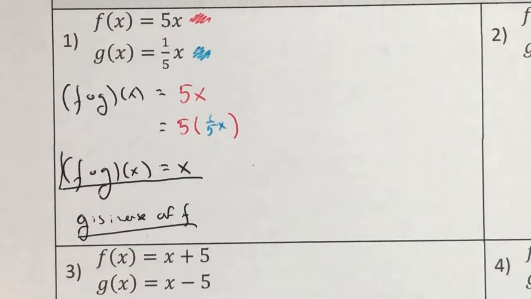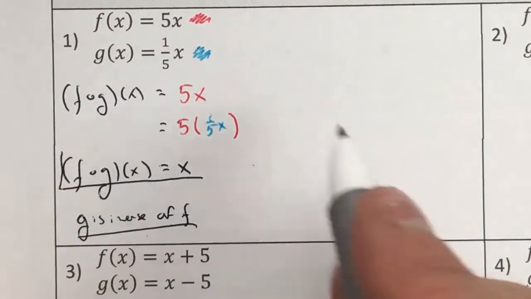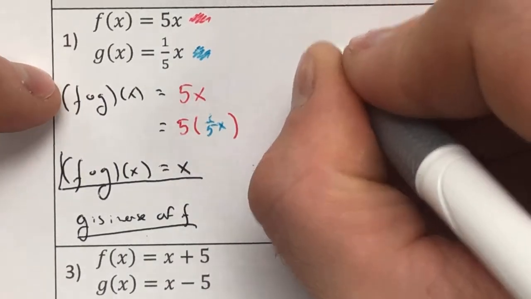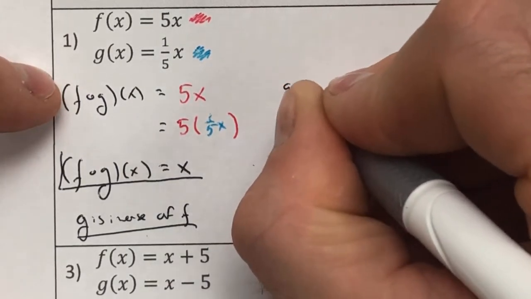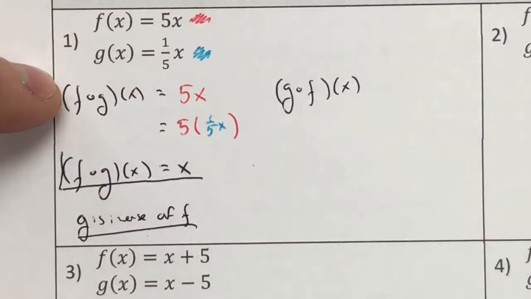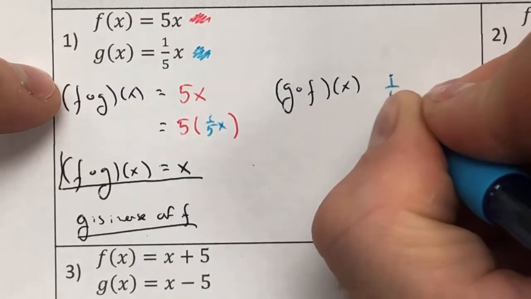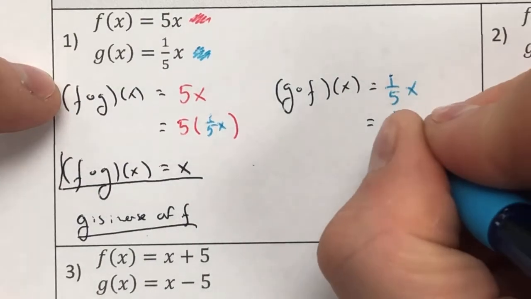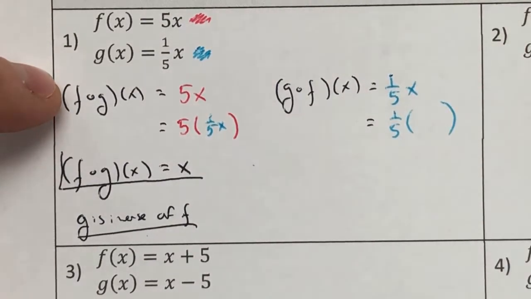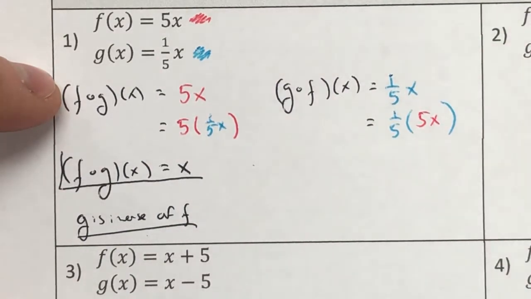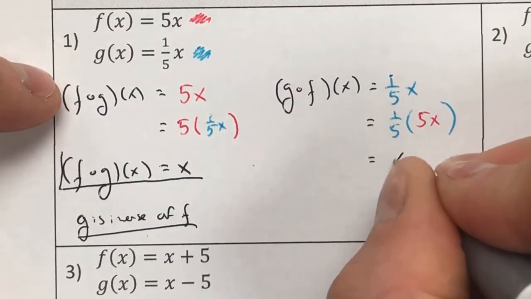The next thing I'm going to try is the other way around. I'm going to try plugging f into g, which means I'm going to say g of f of x. And I'm going to start out with the other function. So I'm going to start out with 1/5 x and see where this takes me. Well, it's going to be 1/5 of f, which is 5x. 1/5 of 5x is going to be x.